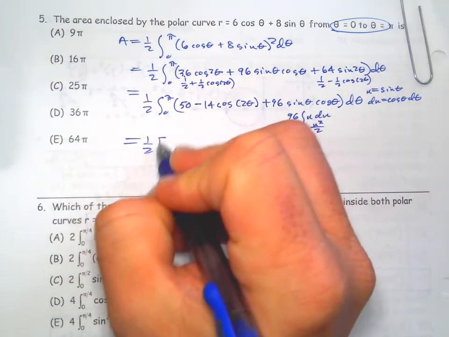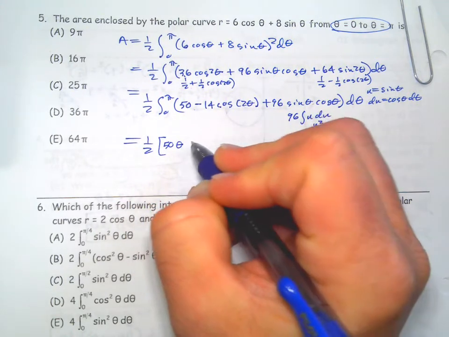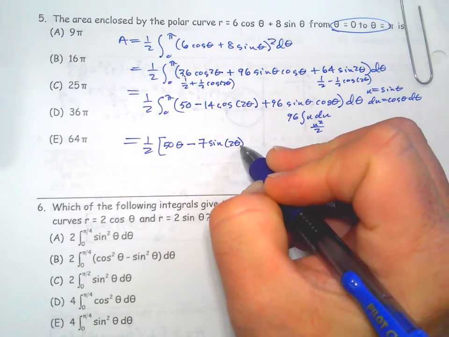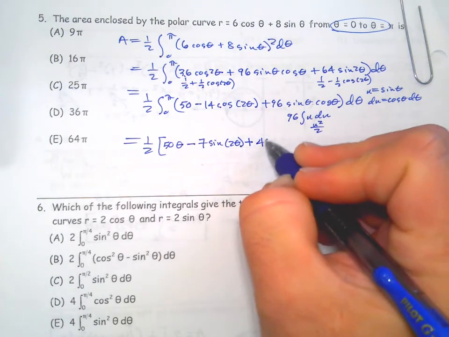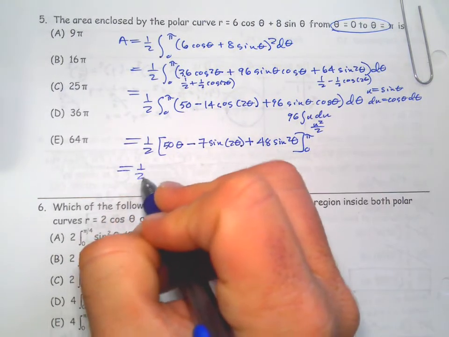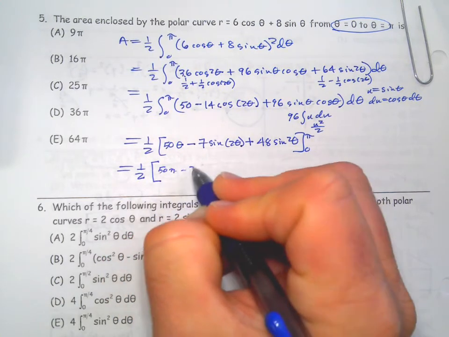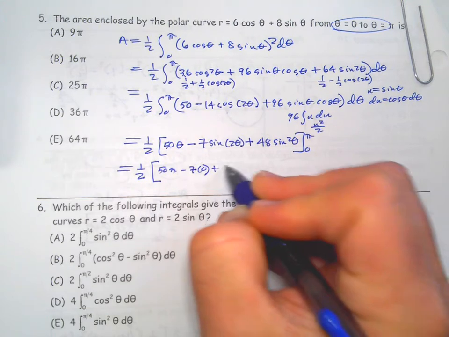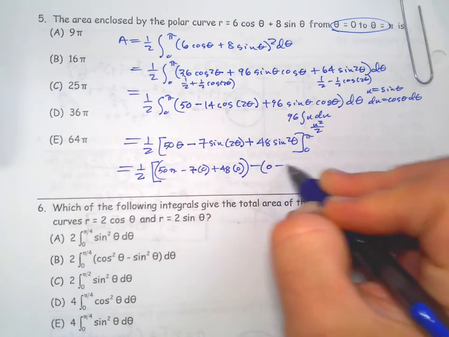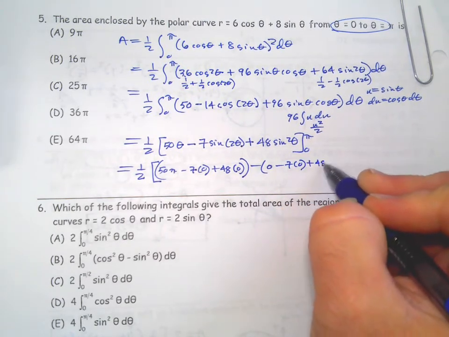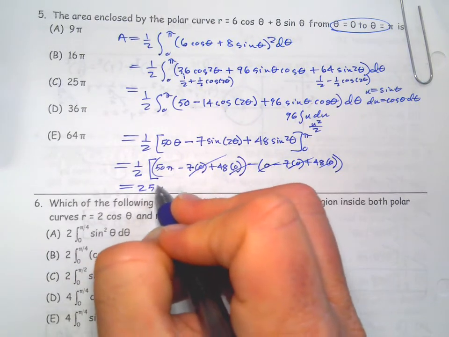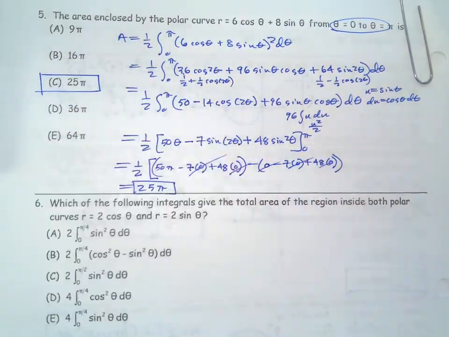Okay, so let's see. We got a 50 theta minus 7 sine 2 theta plus 48 sine squared theta. So that's the antiderivative. So 50 pi minus 7 times sine of 2 pi is 0, plus 48 sine of pi is 0. Then at 0, minus 7 times sine of 0 is 0, plus 48 times sine of 0 is 0, squared is 0. So lots of terms drop out, and the final answer looks like it's going to be 25 pi. All right, okay.